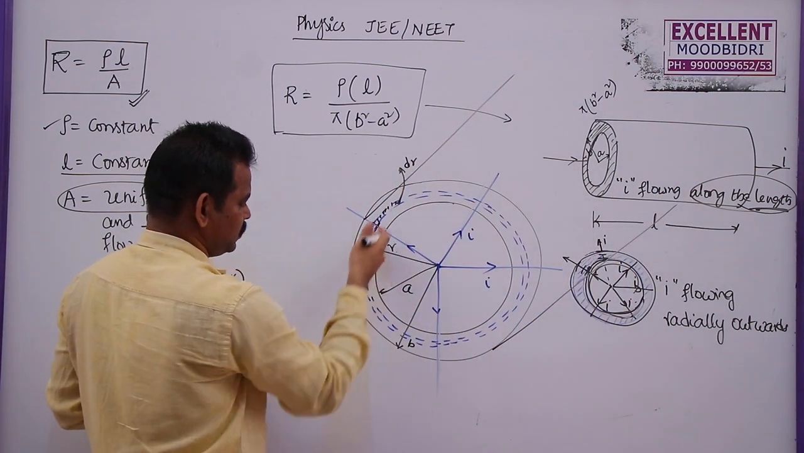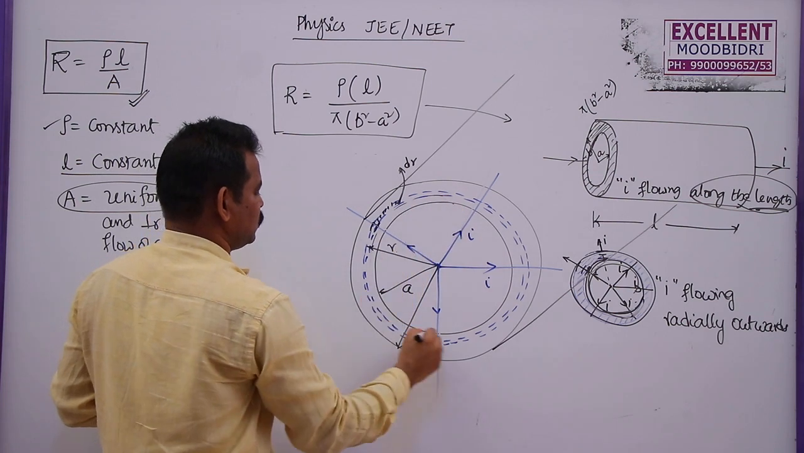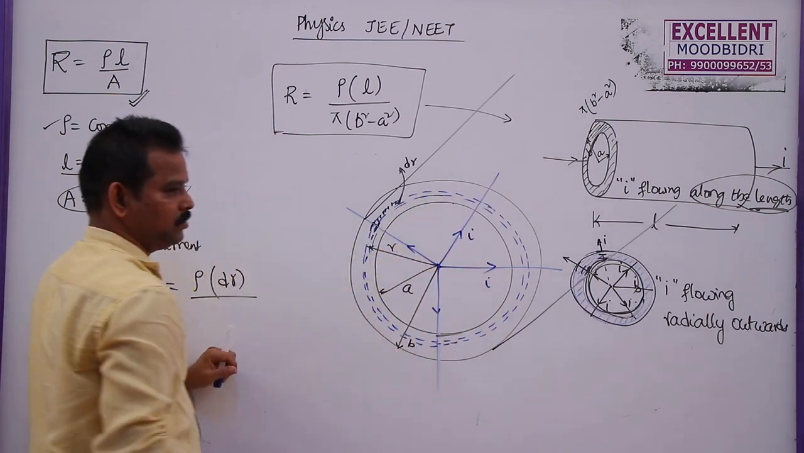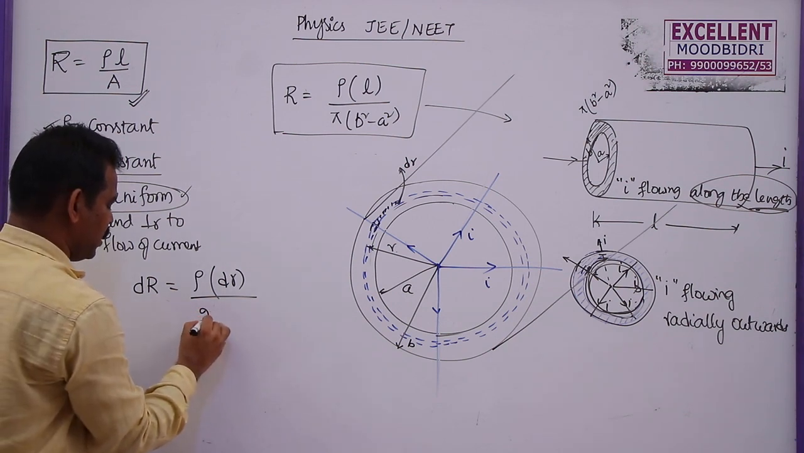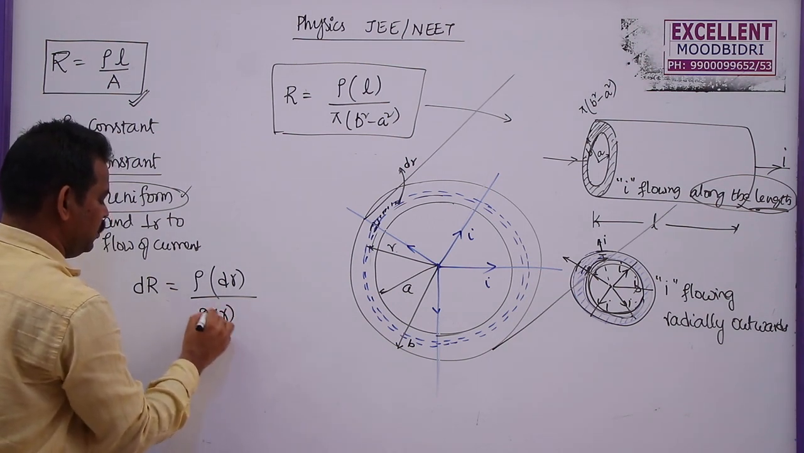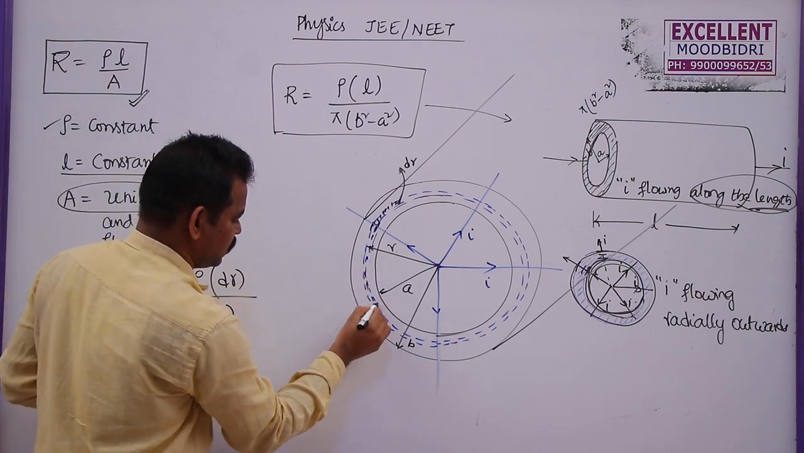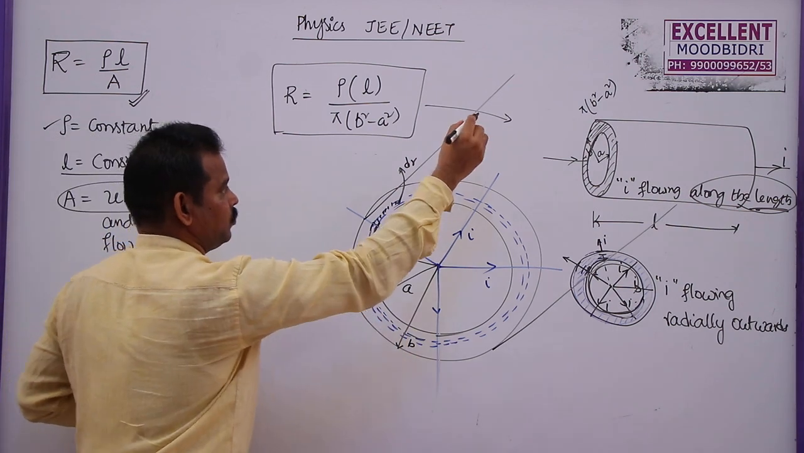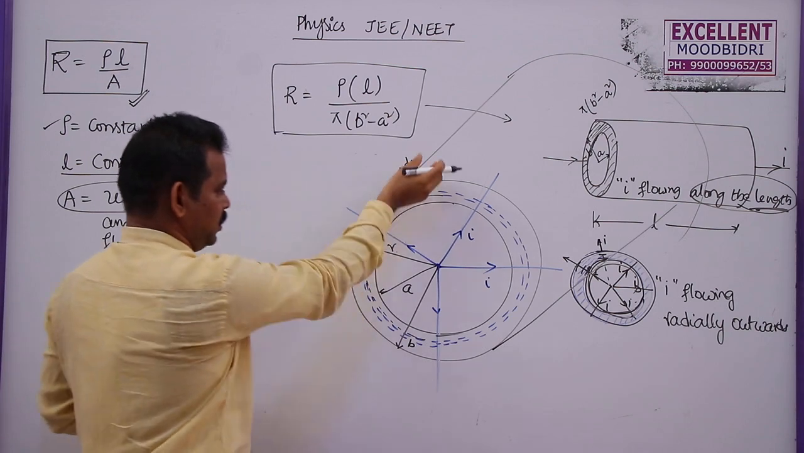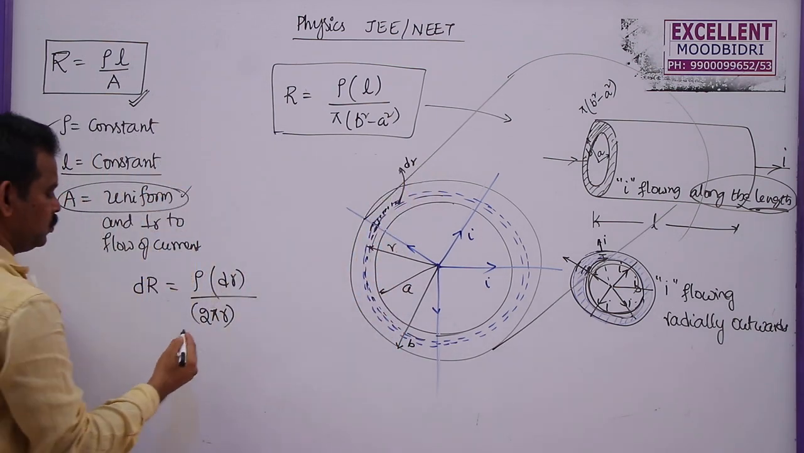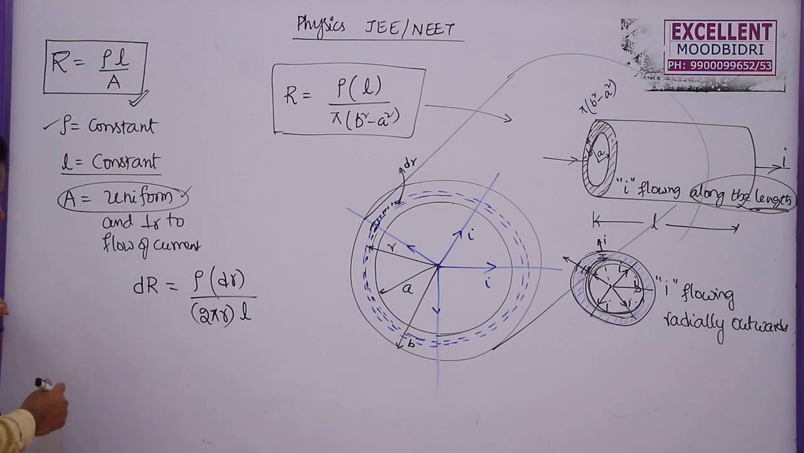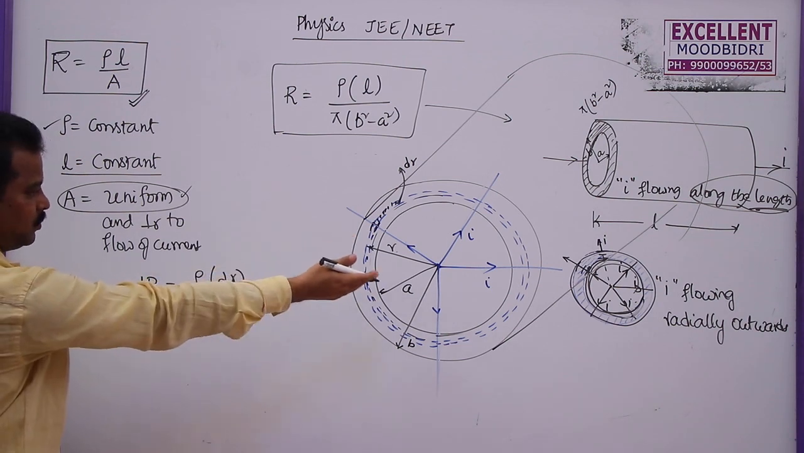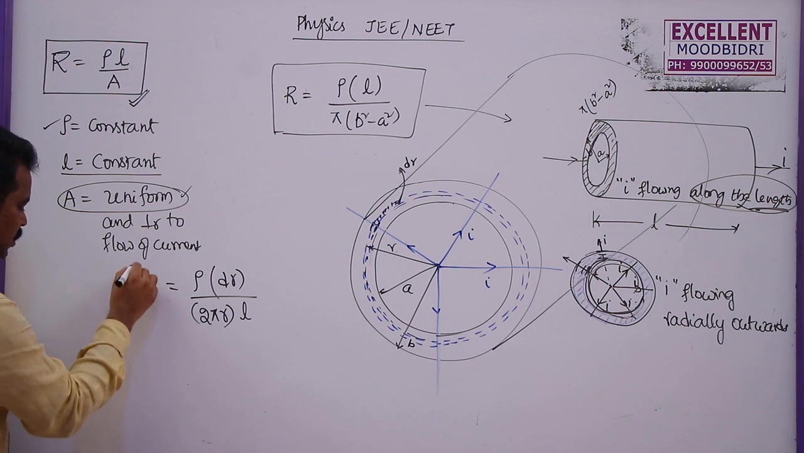So the area of this one is first the circumference, 2 pi r, into the length. Through that area current is flowing. So I can write this area as 2 pi r, the circumference of this circular portion, into the length of this pipe. You will get a cross-sectional area through which the current is going out, into length L. So this is dR.